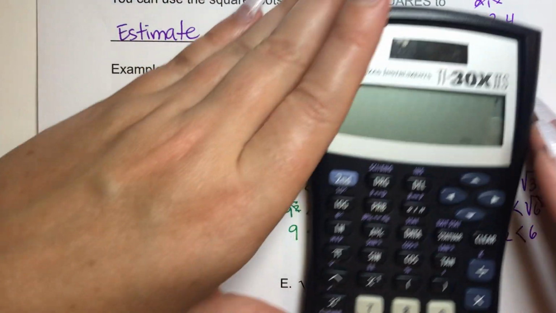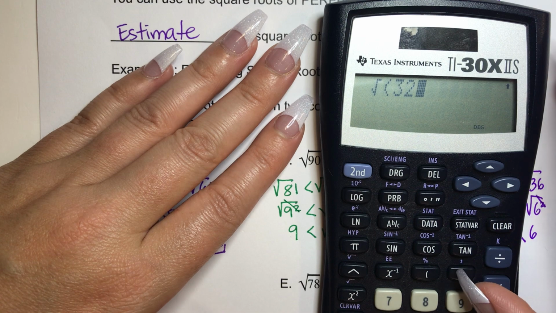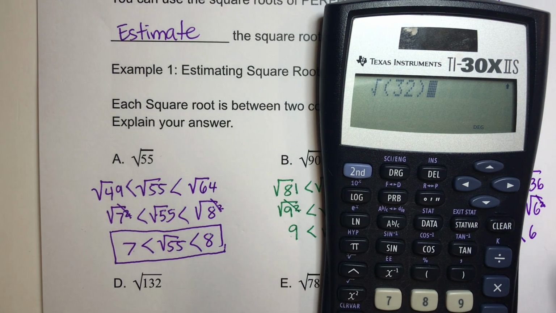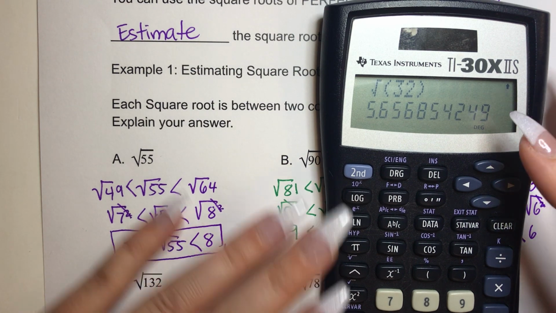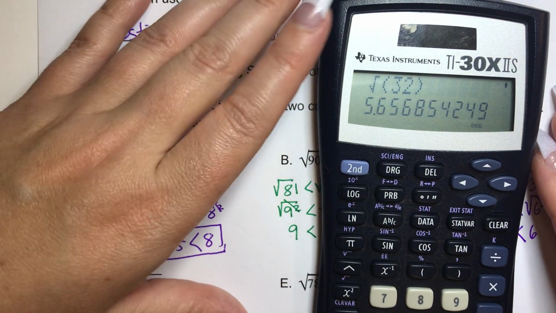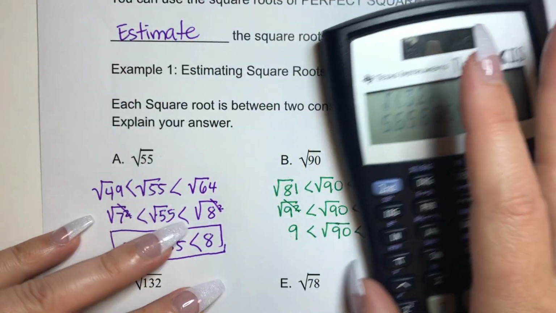Okay, what is the square root of 32? Do you guys have a guess? What do you think? 5.7, that's mine. What's yours? Okay, let's see if you're right. Ooh, 5.65, I was so close. Yeah, so not quite 5.7, but really, really super close.